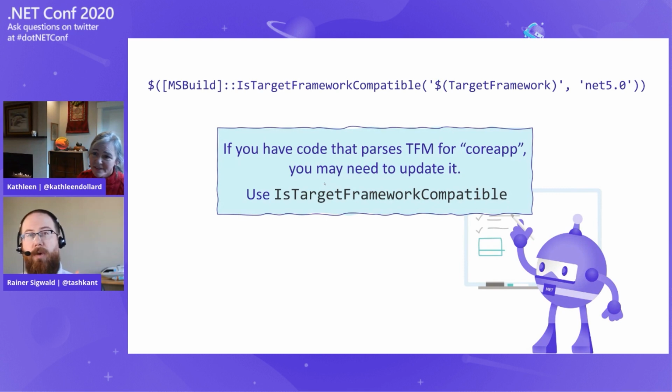Absolutely. Historically, people would often have conditions that did exact string matches on target frameworks, or tried to be more generic and search for .NET Core App. Since .NET Core App is no longer the target framework that we're targeting, you may need to update that logic to use the IsTargetFrameworkCompatible function so that you can be future-proof and support .NET 5.0 and future.